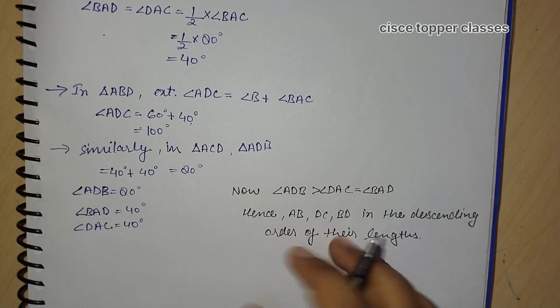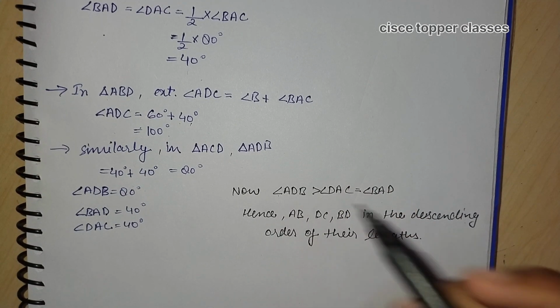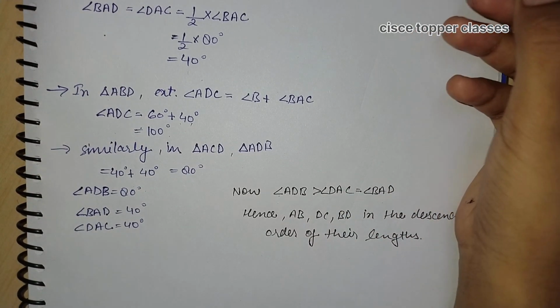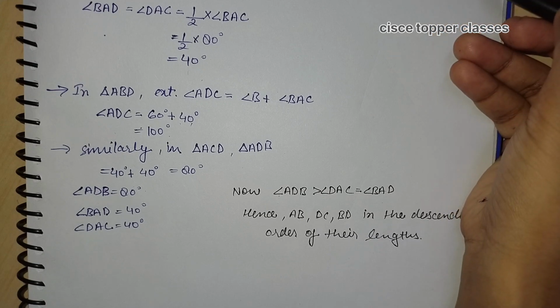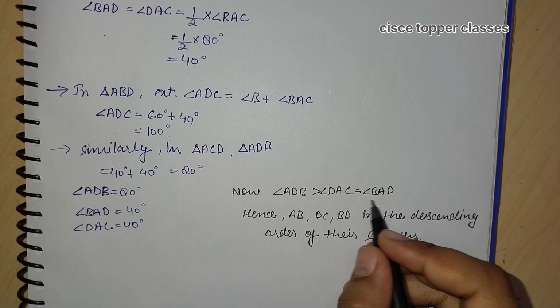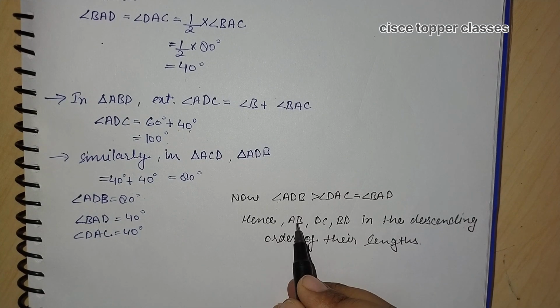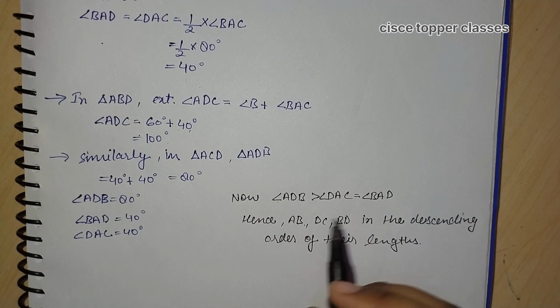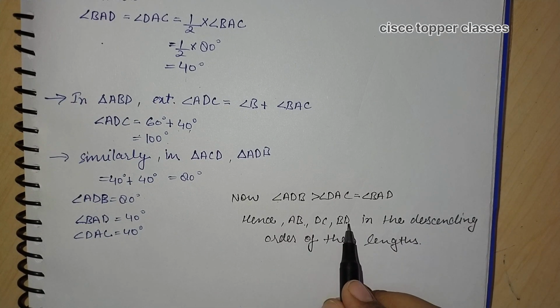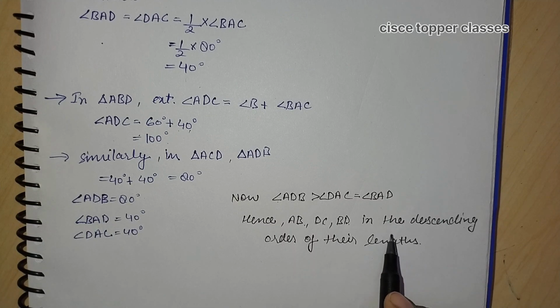And now we can simply say that angle ADB is greater than angle DAC, which is equal to BAD. So this is the final answer. We can say that AB side is the smallest side, then DC and then BD here. So this is the descending order of their lengths here.